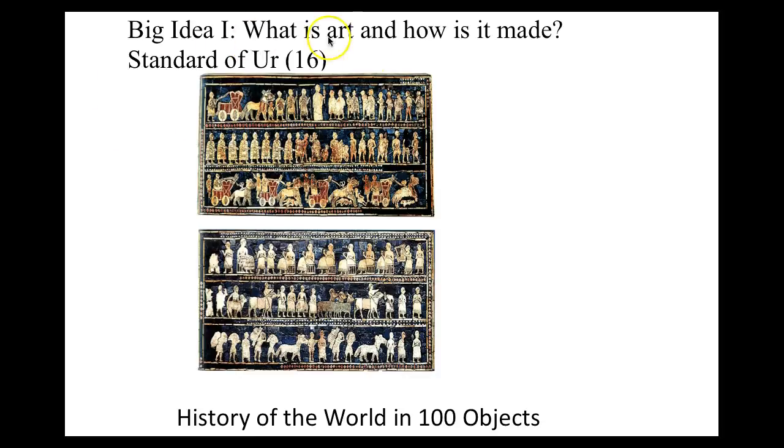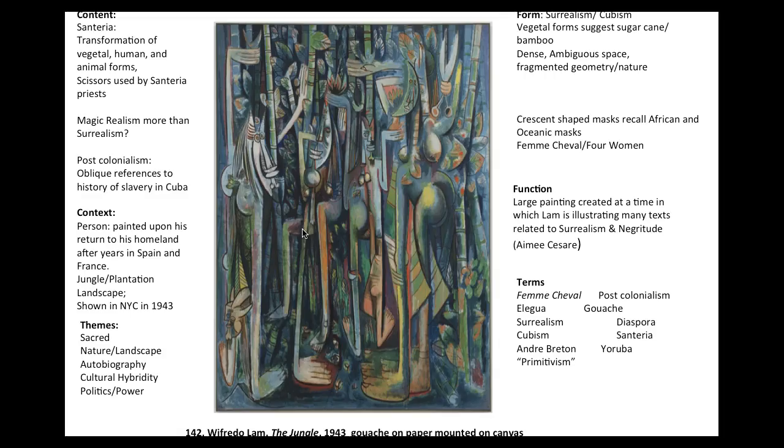Another example of what is art and how is it made is the Standard of Ur. We're going to look at this about midway through the year. Here we find out that the artist was trying to show us the procession and what would happen during that time period. This procession would be for the king, and they're bringing offerings to him. It was made out of lapis and different shells, so that's how we figure out what it was made of, and those are usually materials that were found in that area.